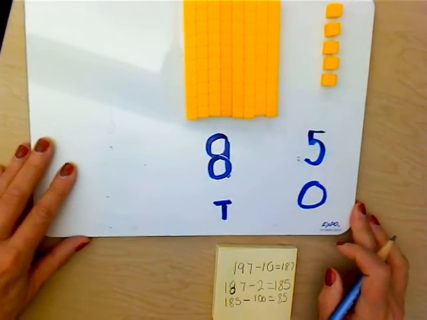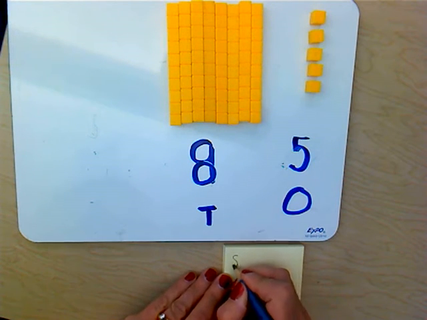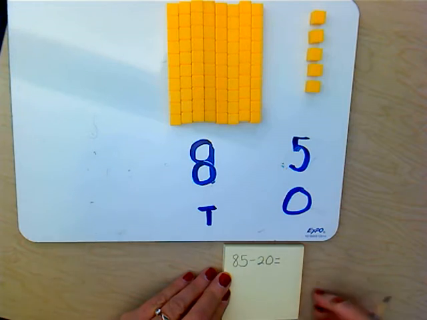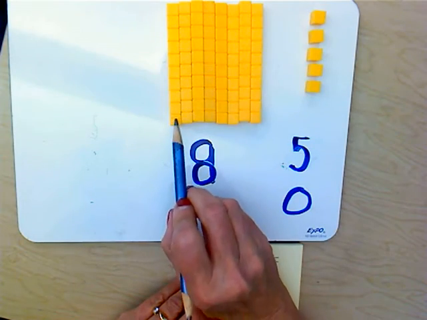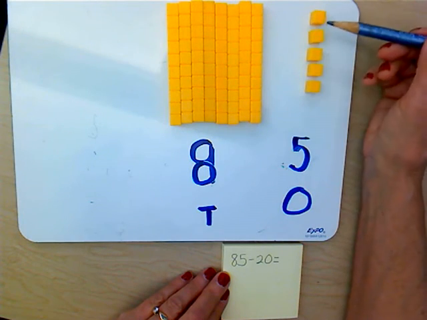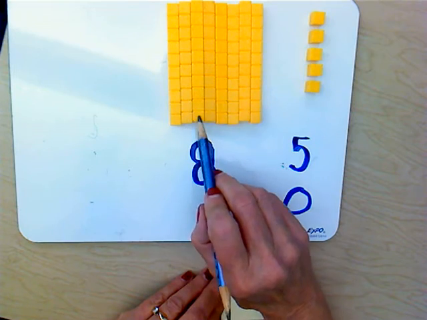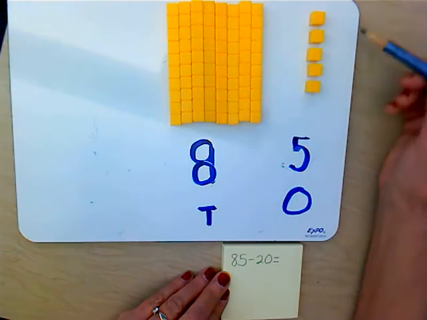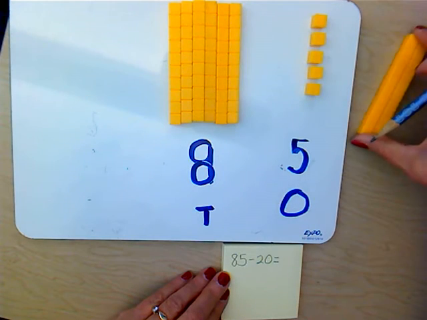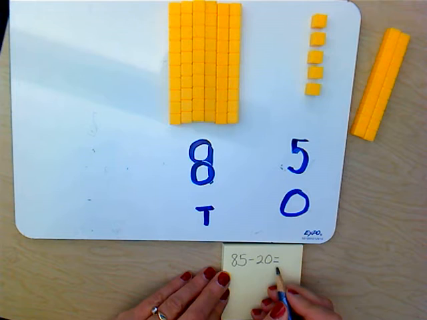All right, let's keep playing this little game. So if I now started with 85 and I took away 20, could you figure out what that would be? If I had 85, 1, 2, 3, 4, 5, 6, 7, 8 tens, and 1, 2, 3, 4, 5 ones. So there's 80, 10, 20, 30, 40, 50, 60, 70, 80. Plus that 5 gives me 85, and I'm going to take away 20. There they go. I'm taking them off. So 85 take away 20.